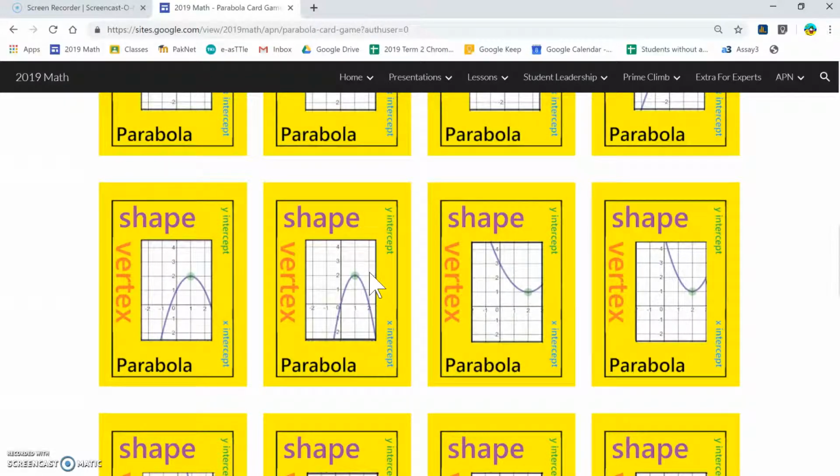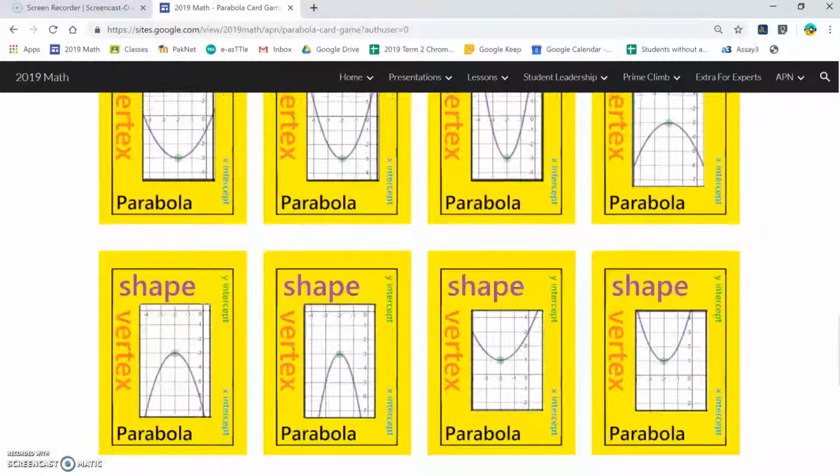And then, of course, using the cards, you could have a game where when it's your turn, you put your card up and you say the equation of that graph. If you're right, you get to keep the card. If you're wrong, the other person gets to keep the card. And this way, they're checking each other's work, and I'm activating them as resources for each other.